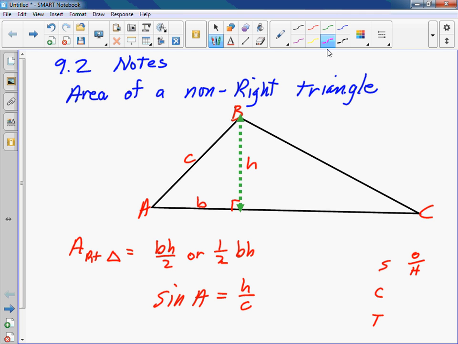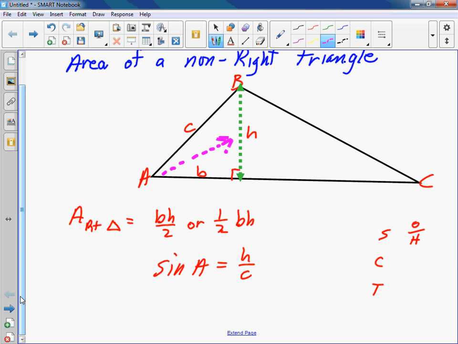And I cannot stress enough, it's from A, that's opposite, and that's hypotenuse. If we were talking about B, then the opposite would be down here. But in this case, it's H over C. Okay? That's good. Now, then what would H equal? Or, let's try to solve for H. Get rid of that variable if we can.